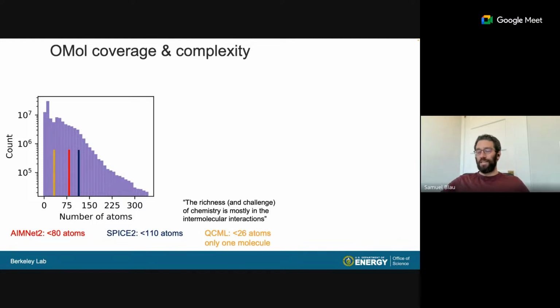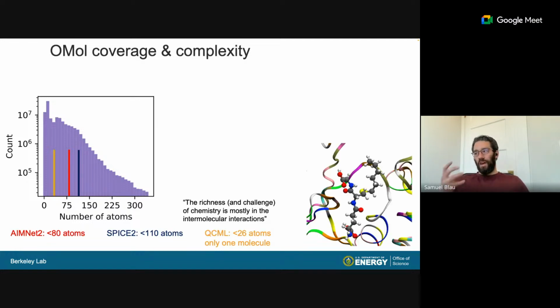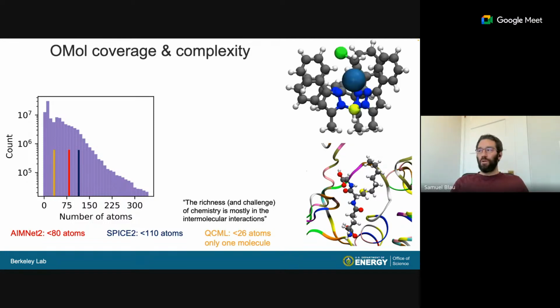When we were discussing this in the Open Molecules team Slack, the co-first author, Daniel Levine, said, really the richness and challenge of chemistry is mostly in the intermolecular interactions. And so if all you ever have is individual molecules, you're really going to miss all of that. But the ability for us to go up to 350 atoms in each snapshot means that we can get proteins, ligands in protein pockets, which is central to how we describe drugs and key biochemical function.